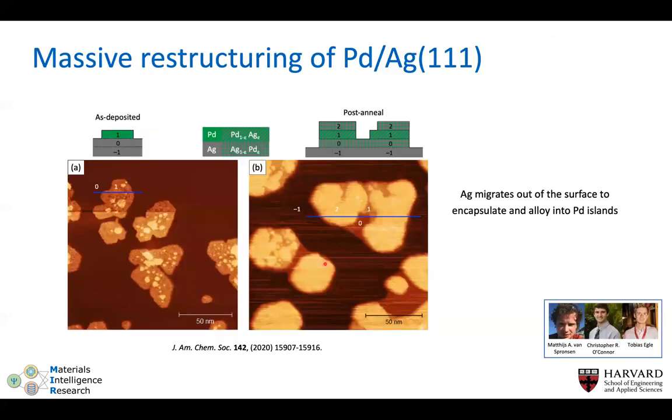We had evidence of this from microscopy. So here on the left is shown as-deposited palladium islands with fractal-like shapes, and most of them are monolayer high. After annealing at 450 Kelvin, silver atoms in the surface climb out of the surface layer to completely cover the islands and alloy into palladium. And as a result, we end up with a bilayer structure and also an extensive vacancy pit, indicated here as level -1. This was very surprising, and we wanted to understand how this happens at the atomic level.